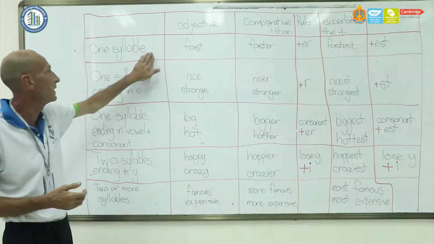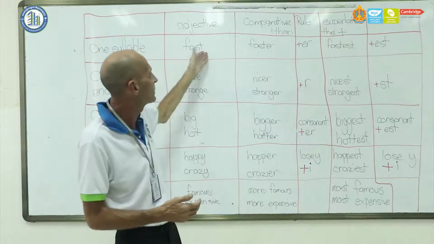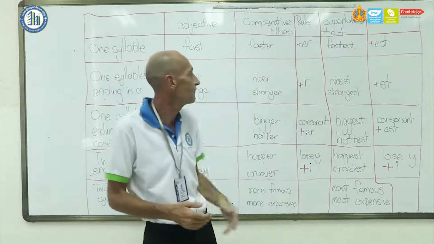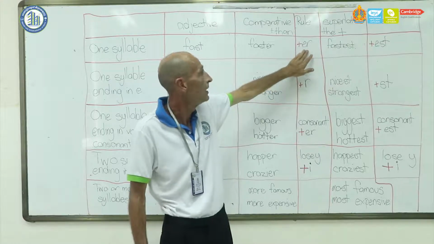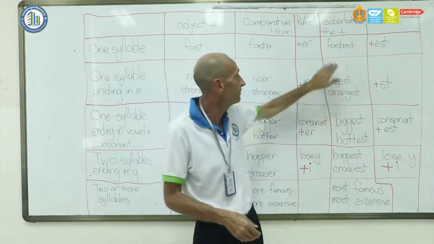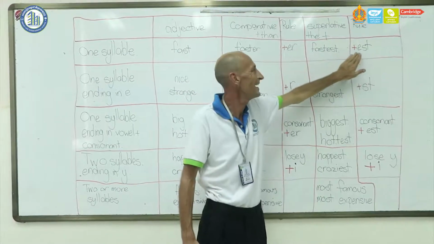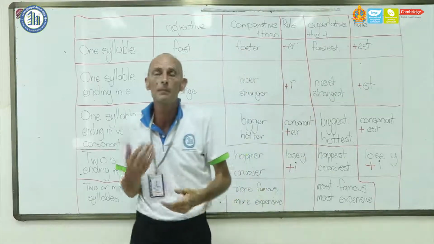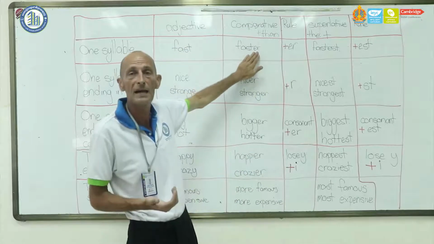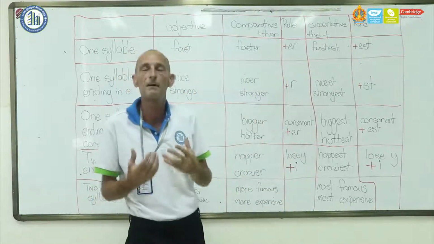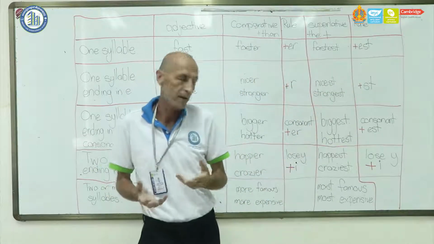Alright, so our first rule is one syllable words, words like fast. When we have words like fast, for our comparative, all we have to do is add an ER to the adjective. Now, when we do a superlative, which again we've got fast there, which is fastest, we just have to add an EST to the word. That will make it a superlative. So let's go through it again. Just ER to our adjective will make a comparative. If we put an EST, we'll make a superlative.